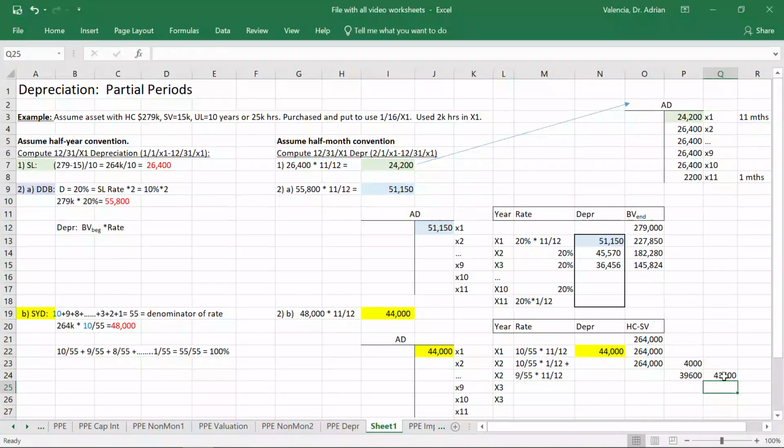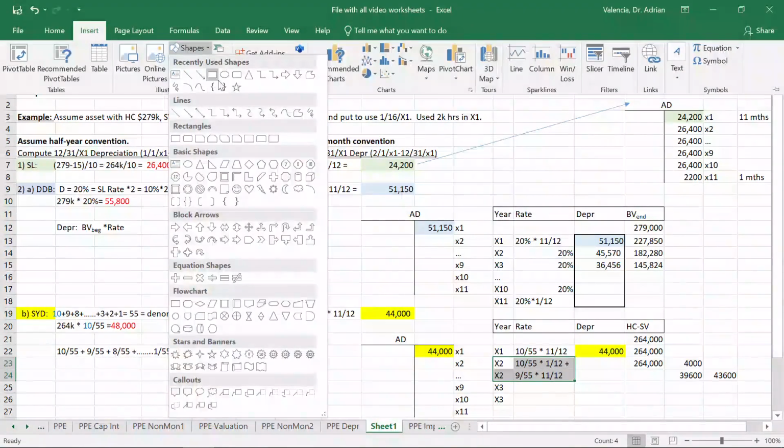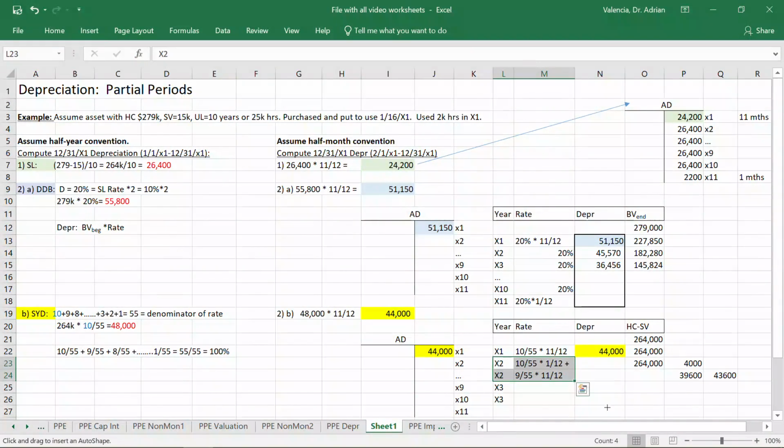Now, I don't want to go crazy with a whole bunch of numbers, but basically what this means is that the depreciation for X2, let me find a little bracket here that can help us out. The total depreciation for this period is going to be 43,600, that we just computed here on the side.